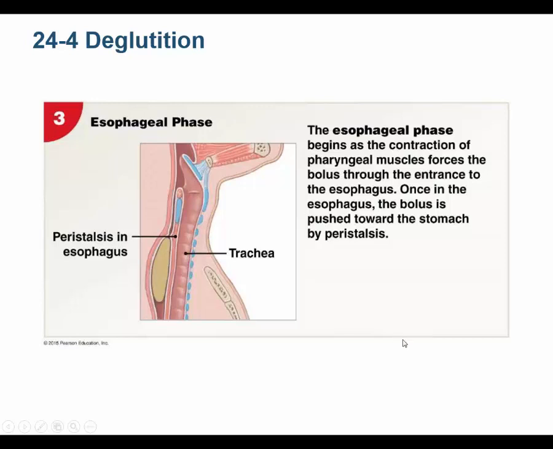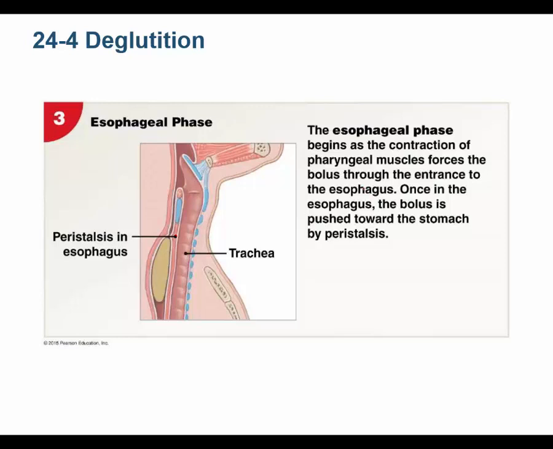The esophageal phase is when the food enters your esophagus. The esophagus has no skeletal muscles around it. Well, I shouldn't say it like that because there are some skeletal muscles around the esophagus. Peristalsis in the esophagus is controlled by the smooth muscles of the muscularis externa, and the smooth muscles of the muscularis externa push this food down.